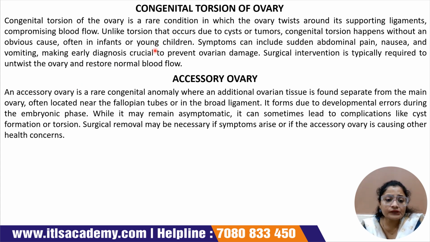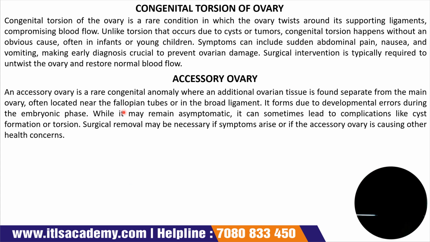Unlike torsion that occurs due to cysts or tumors, congenital torsion happens without an obvious cause, often in infants or young children. Symptoms can include sudden abdominal pain, nausea, and vomiting, making early diagnosis crucial to prevent ovarian damage. Surgical intervention is typically required to untwist the ovary and restore normal blood flow. Okay, next we have accessory ovary.